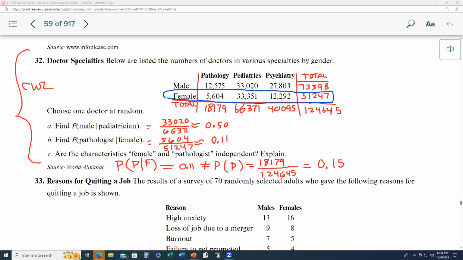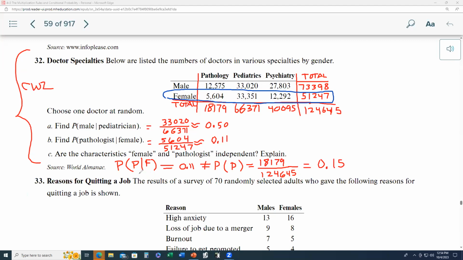Now, C, are the characteristics of being a female and a pathologist independent of one another? Well, if they are independent, then this conditional probability, given that we select a female, that we select a pathologist, would have to be equivalent to the probability that we select a pathologist. Reason being is because if being female and a pathologist are independent, it doesn't matter if you select a male or a female. It's not going to affect the probability of whether you select a pathologist.